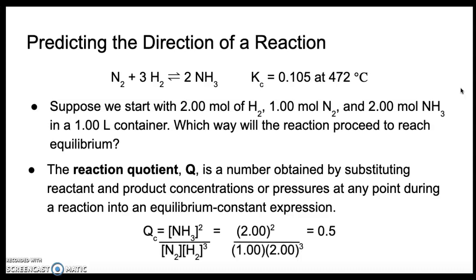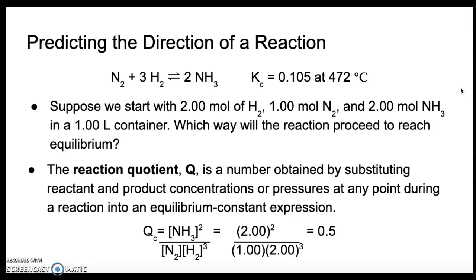So in this case, you can see that if we plug in our equilibrium expression, and instead of saying K, we say Q, then we're going to get ammonia's concentration squared divided by the nitrogen concentration times the hydrogen concentration to the 3rd power.